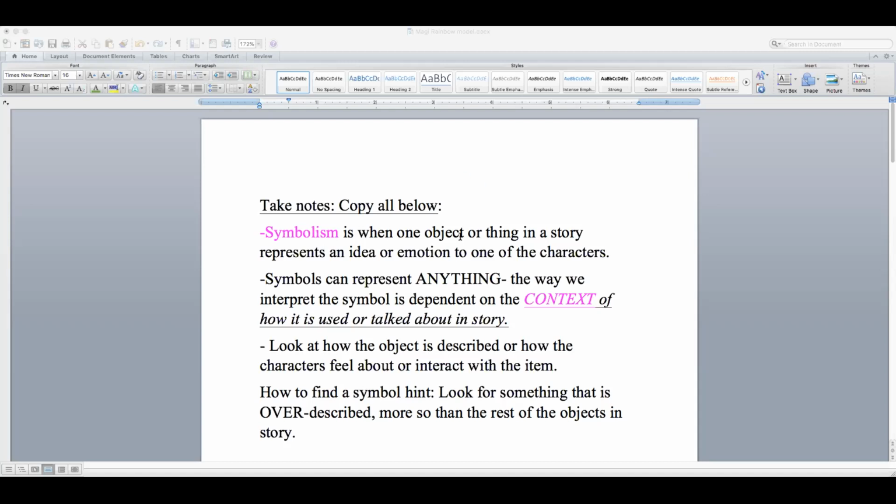Okay, so hopefully you have enough time to take these down. If not, I will also post these on Canvas, or you can maybe screenshot them or take a picture. What we're going to do today is now apply our knowledge of symbols to the story Gift of the Magi. But first, let's talk about symbolism for a second.